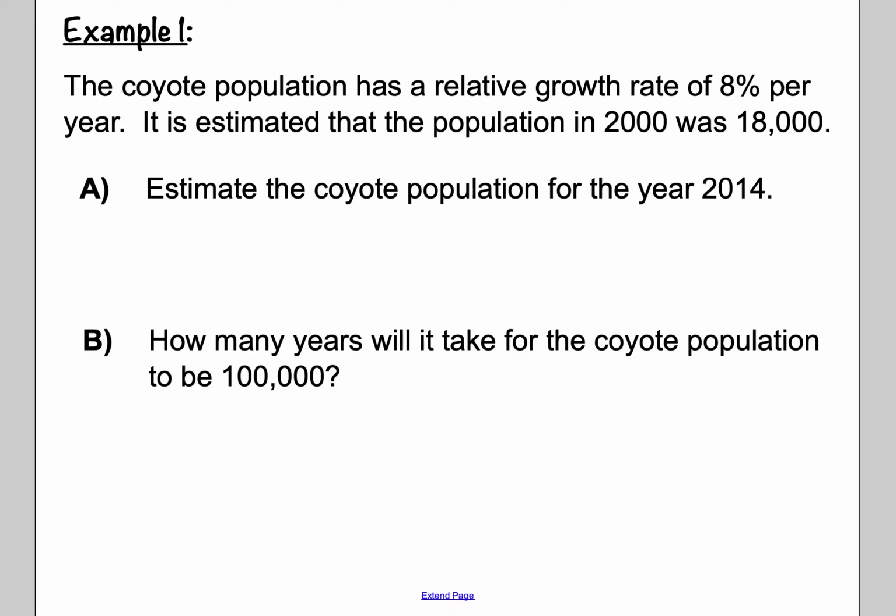So example 1: the coyote population has a relative growth rate of 8% per year. It is estimated that the population in 2000 was 18,000 coyotes. Estimate the coyote population for the year 2014. The first thing is we are using our equation for growth, N of t equals N sub o e to the rt. So N sub t equals, we start out with N sub o. How many coyotes did we start with? 18,000.